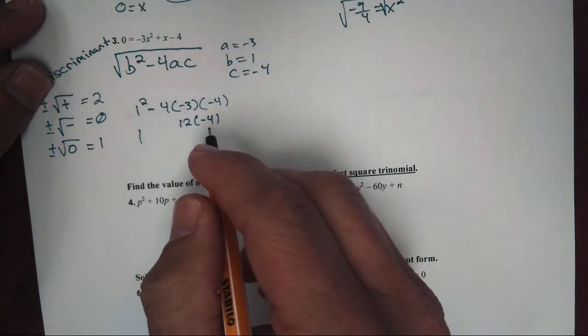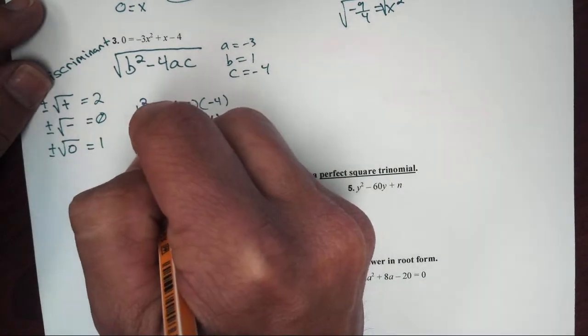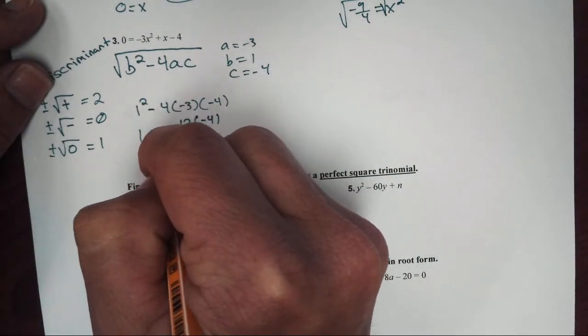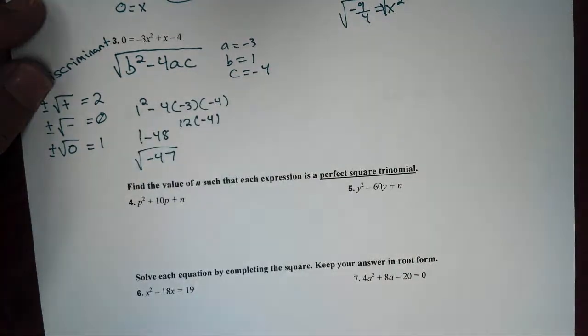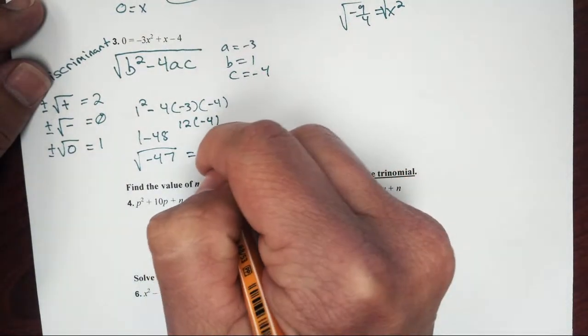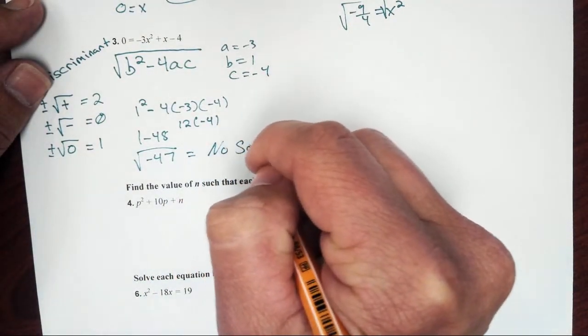So since it's a negative answer, I write it as minus 48. So now we do 1 minus 48, which is negative 47. Remember, this is all under the square root sign. So once you got to this point, you can't take the square root of a negative. So again, this would be no solutions.